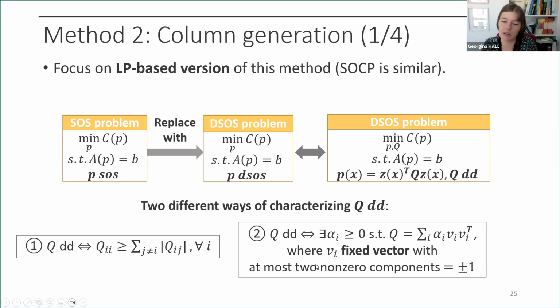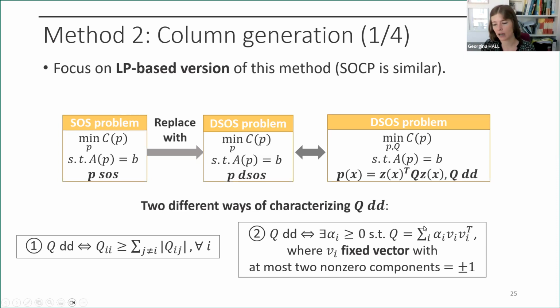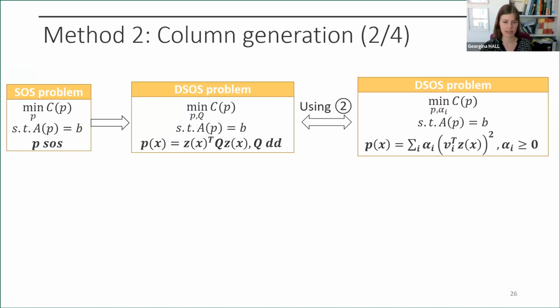So Q is diagonally dominant if and only if you can find non-negative alpha_i's such that Q is this conic combination of v_i v_i transpose, all these rank 1 matrices. So essentially Q, you get it by taking conic combinations of these rank 1 matrices. And v_i here is going to be a fixed vector with at most 2 non-zero components equal to plus or minus 1. So essentially this Q that you see here is the conic combination of some very specific and quite sparse rank 1 matrices. And the key idea that we're going to be using here is that we're going to start off with this specific set of rank 1 matrices, and we're going to be adding to it in each iteration. So at each iteration, we're going to be adding an extra rank 1 matrix that we allow ourselves to include in our set of descriptive matrices.